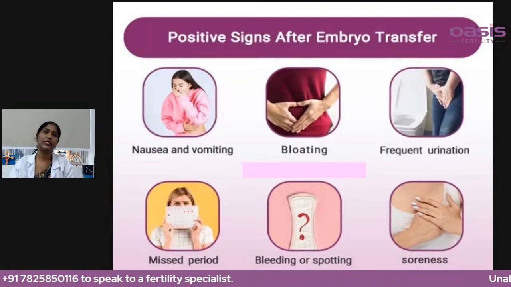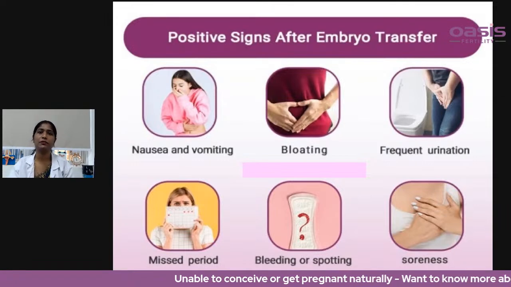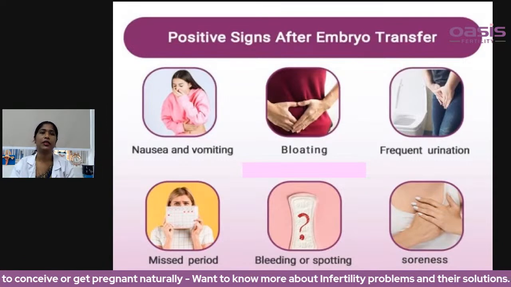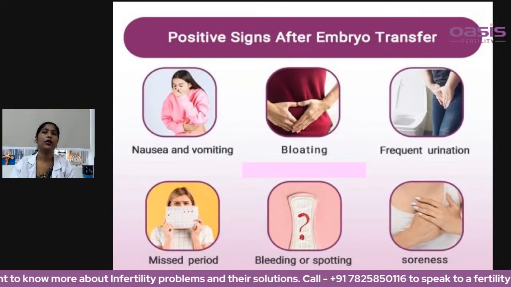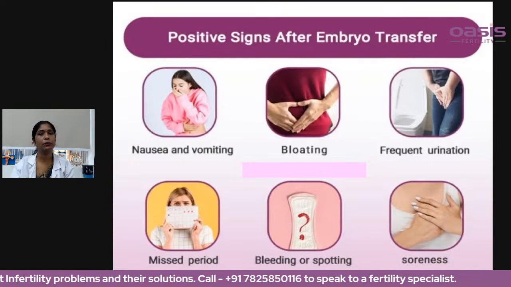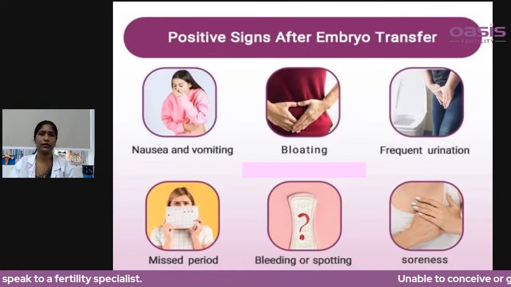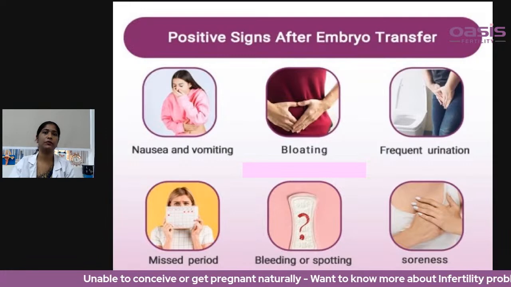So what are the positive signs following embryo transfer? So some signs you may have before you are doing the blood test. You may experience some symptoms and which may be a positive thing, which may indicate that you are going to get pregnant. For example, if you are experiencing some nausea or vomiting, if you're experiencing some bloating, or frequently you need to pass urine, or if you missed your periods, or if there is some slight bleeding or spotting, or if there is any breast tenderness or soreness. So these could be some favorable signs that you may get pregnant. But again, these symptoms can also be because of the medications that you are taking post embryo transfer.